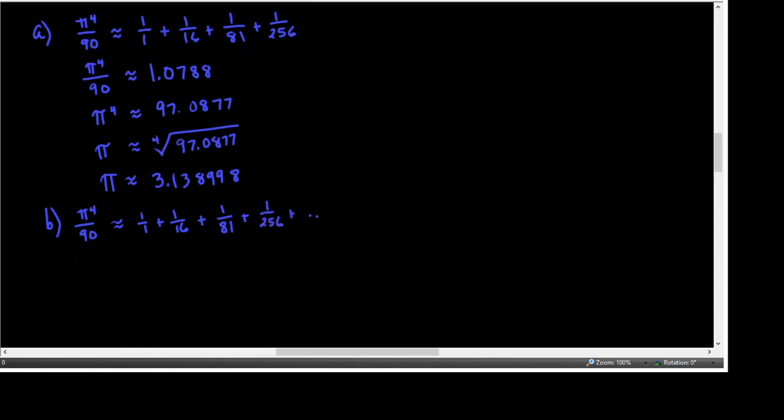So plus dot dot dot plus 1 over, we said 50, right? 50 to the 4th would be the last one that you typed in. And so if you did all of the calculations on the right side, got an answer, multiplied that answer by 90, took the fourth root of both sides, this is what you'd get. You can imagine how much work that would be if you were typing this in. So anyway, 3.14159. Oh my goodness, this is really close to pi.